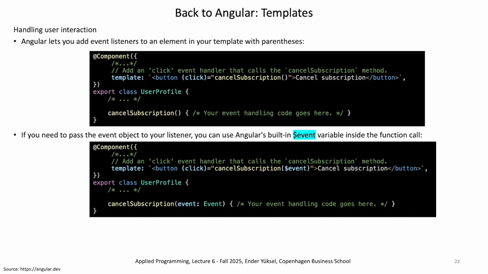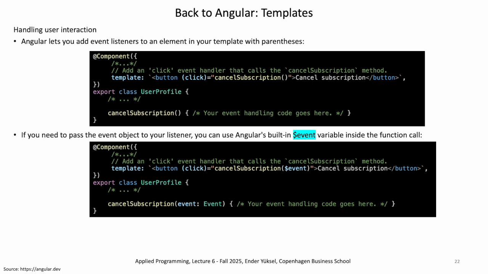This code is nearly identical to the previous example, but with one important addition, $event, which passes the native DOM event object to the method. The key difference: without $event, the cancelSubscription method receives nothing. With $event, it receives the event object.